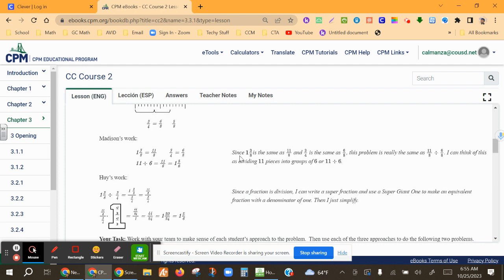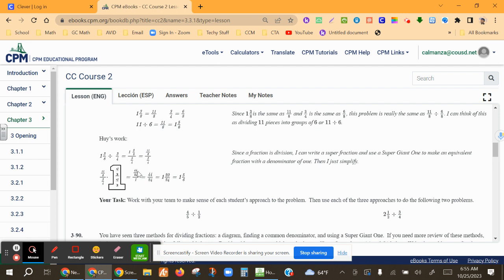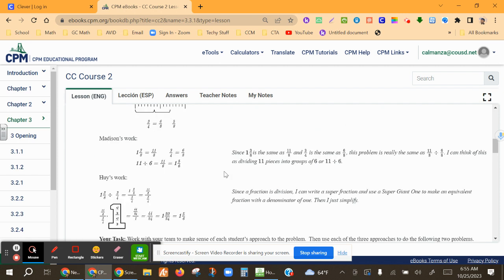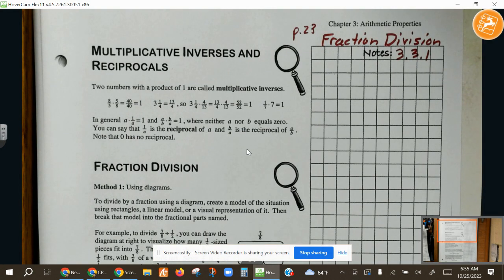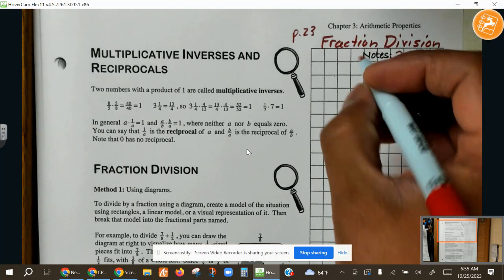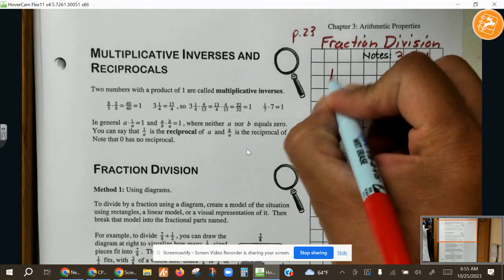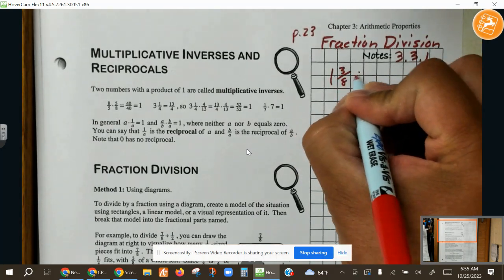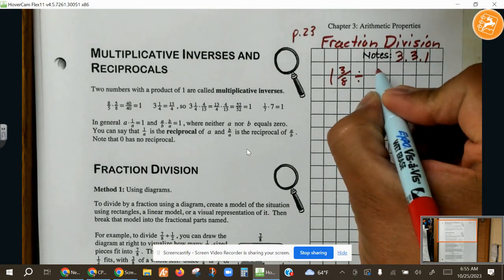We're going to talk about today Madison's method, which is a common denominator method, and Hui's method, which is called a supergiant one. And we're going to explain both of those methods, and you'll be able to practice them once we get the independent practice today. And we'll do a few examples. So the first problem is the mixed number 1 and 3/8 divided by 3/4.